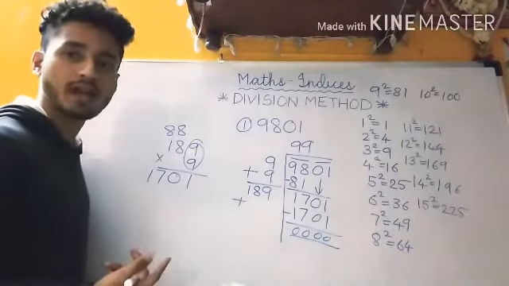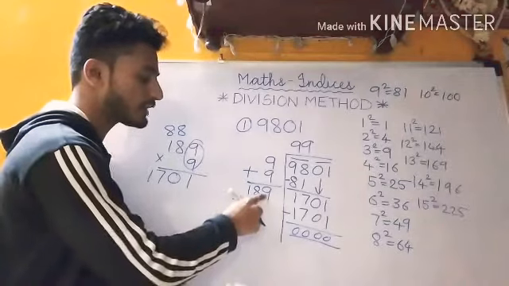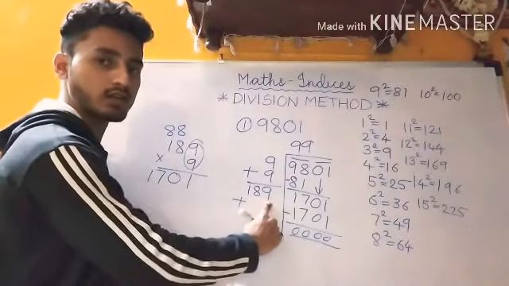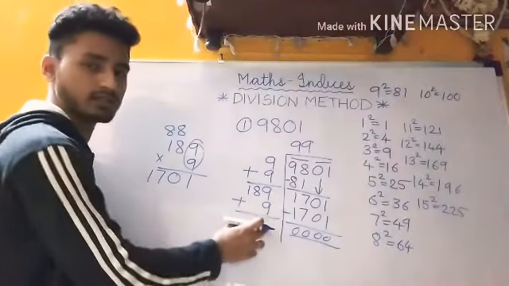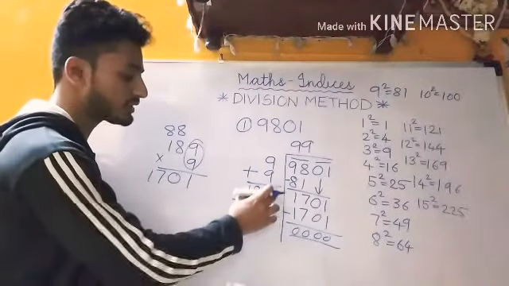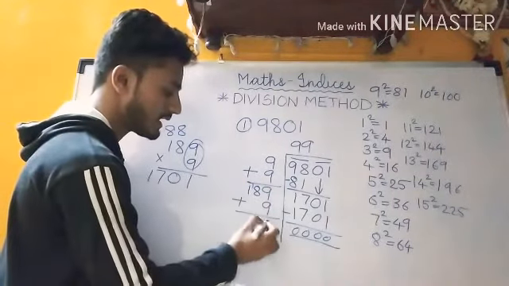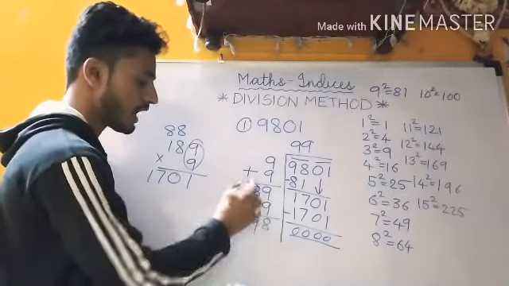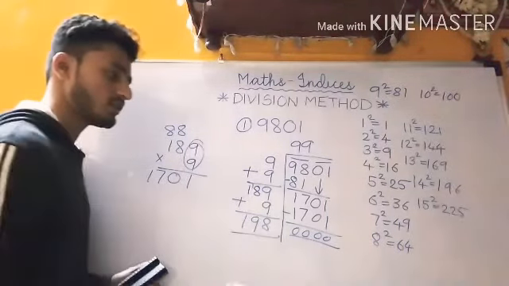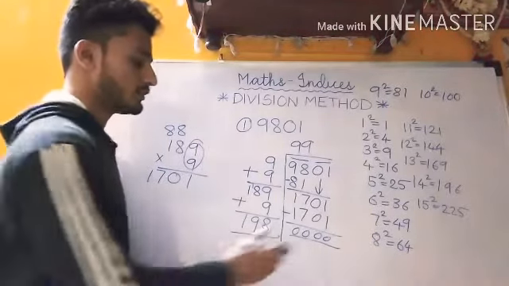Now which number is to be added? I cannot add the entire number. I have told you that you will just add the number which is in the units place, the last number. So I'm going to add 9. You'll not add the entire number, just the number at the units place. So 9 plus 9 is 18, and 1 plus 8 is 9 and 1 here as it is. So this is the method. Once you get 0, your work is done.